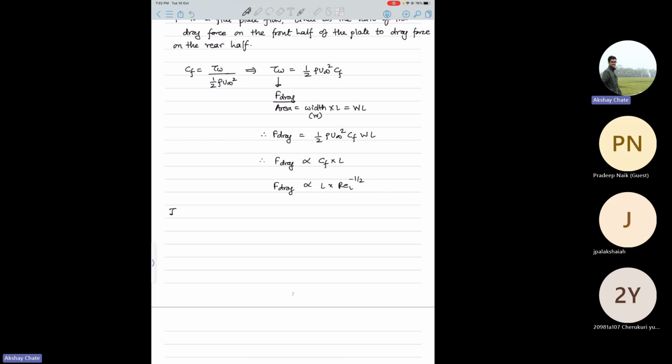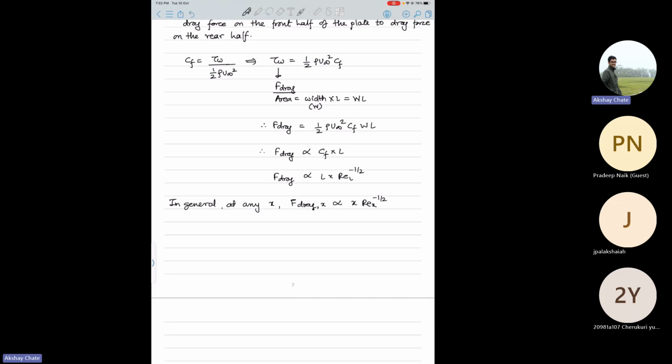So from here, you can further simplify. Let's say in general, at any x, F drag at that x will be proportional to x into Re_x power minus 1 by 2. Correct? This is just a generalization of the previous scaling or proportionality. Now you can use Reynolds number, which will be (u infinity x by kinematic viscosity) power half.